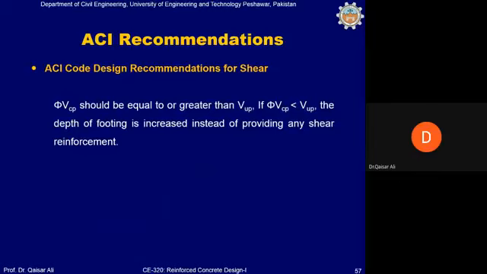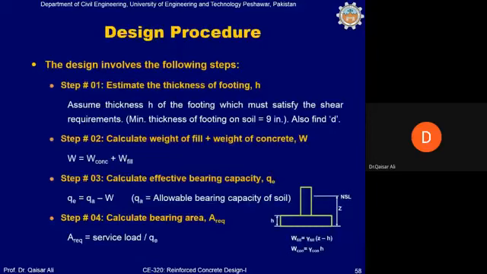If φVcp is less than Vu, the depth of the footing is increased, as we discussed in the previous slides for wall footing. Now the steps. The steps are almost the same as we discussed in the case of wall footing. First of all, we will assume the thickness h, the minimum is 9 inch. Then calculate the weight of fill plus weight of concrete. Then calculate qe, and calculate the area required.